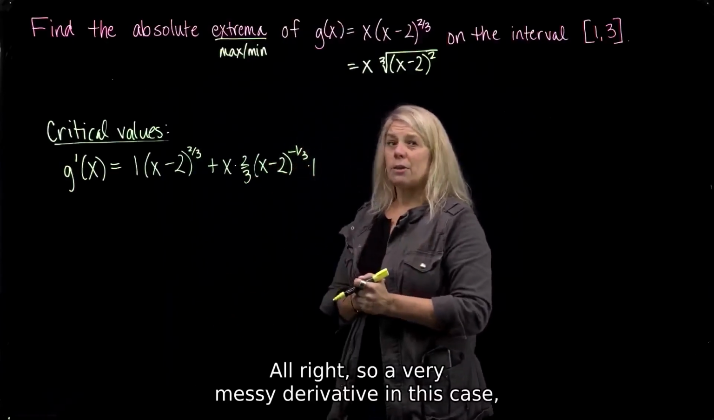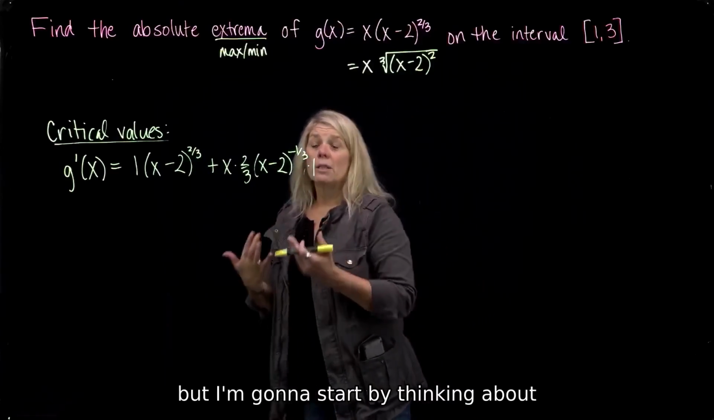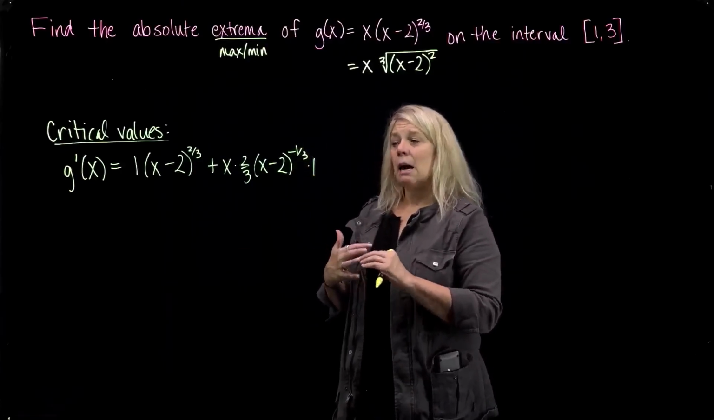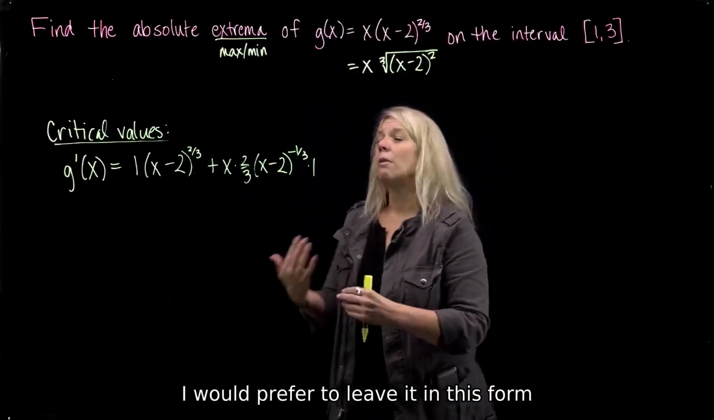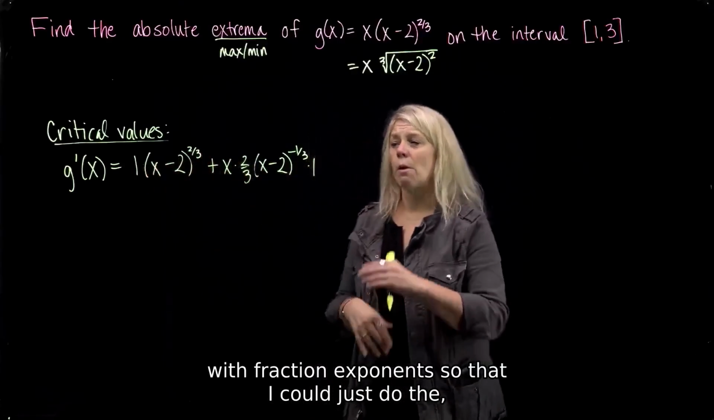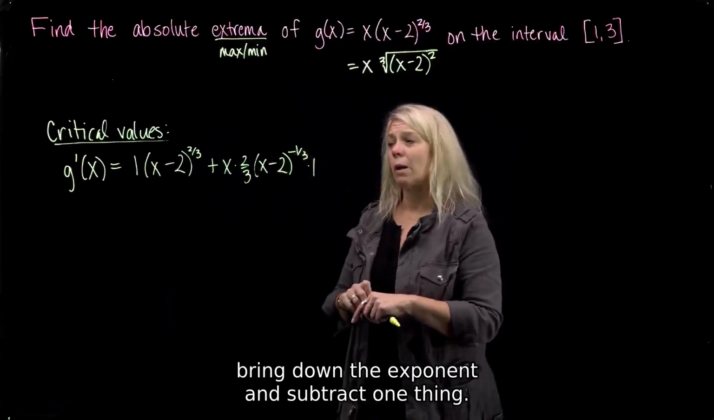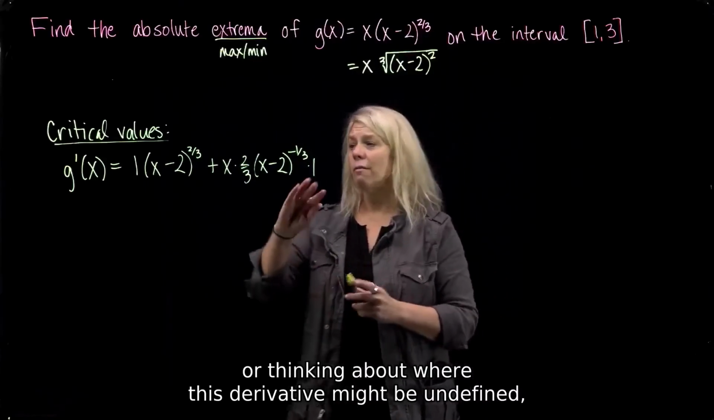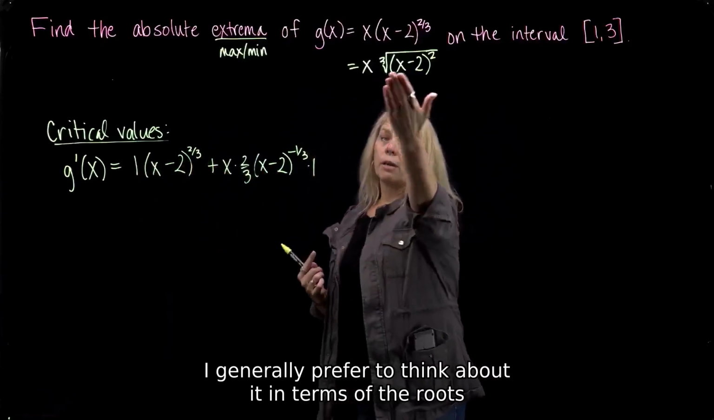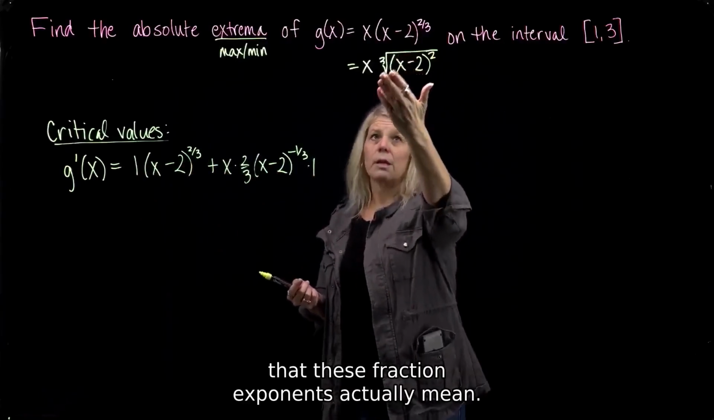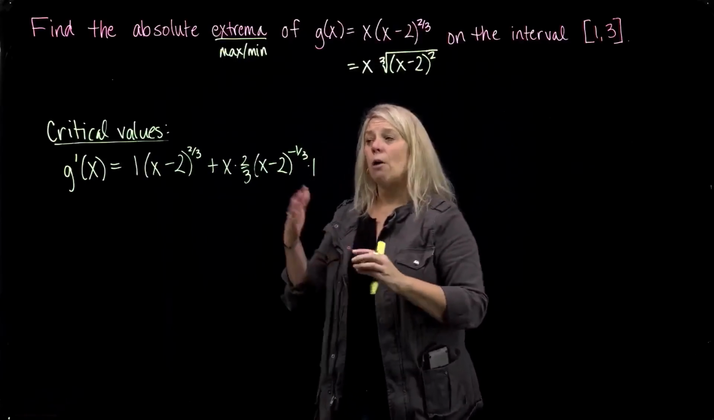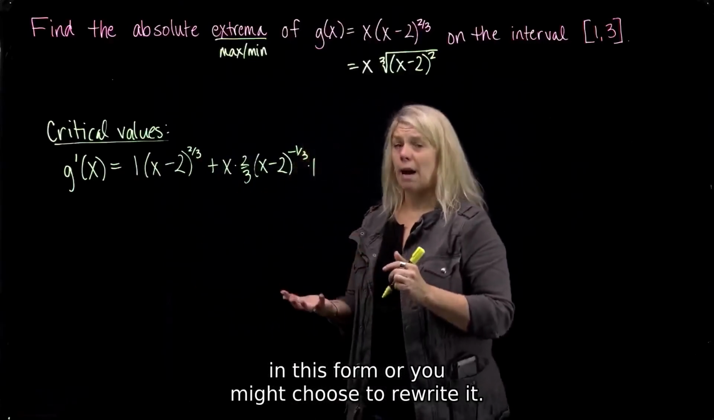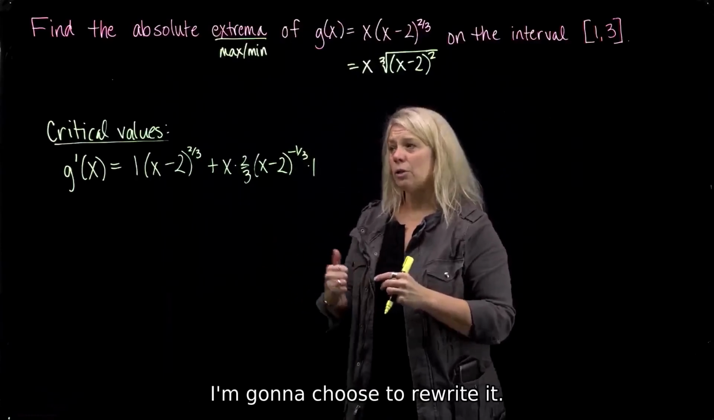All right, so a very messy derivative in this case. But I'm going to start by thinking about where this derivative is equal to 0 and where the derivative does not exist. If I were going to take another derivative, I would prefer to leave it in this form with fraction exponents so that I could just do the bring down the exponent and subtract 1 thing. But when I'm thinking about doing the algebra to solve, or thinking about where this derivative might be undefined, I generally prefer to think about it in terms of the roots that these fraction exponents actually mean. So depending on what you were going to do next with this derivative, you might choose to leave it in this form, or you might choose to rewrite it. For the purposes of this problem, I'm going to choose to rewrite it.